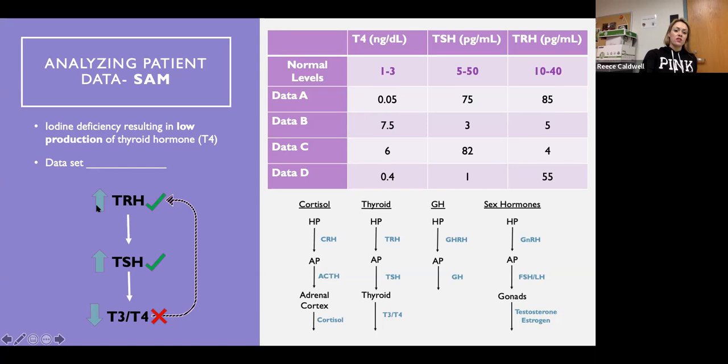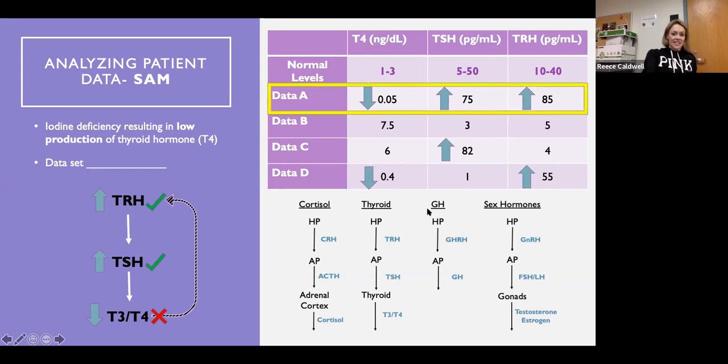Let's use our arrows to compare to our data. We see we have increased release of TRH, so anything above 40. So we have 85 and 55. We have increased release of TSH, so anything above the normal level of 50: 75 and 82. And we have decreased release of thyroid hormone, or T4, so anything below 1: 0.05 and 0.4. So which data set does Sam match? He matches data set A.